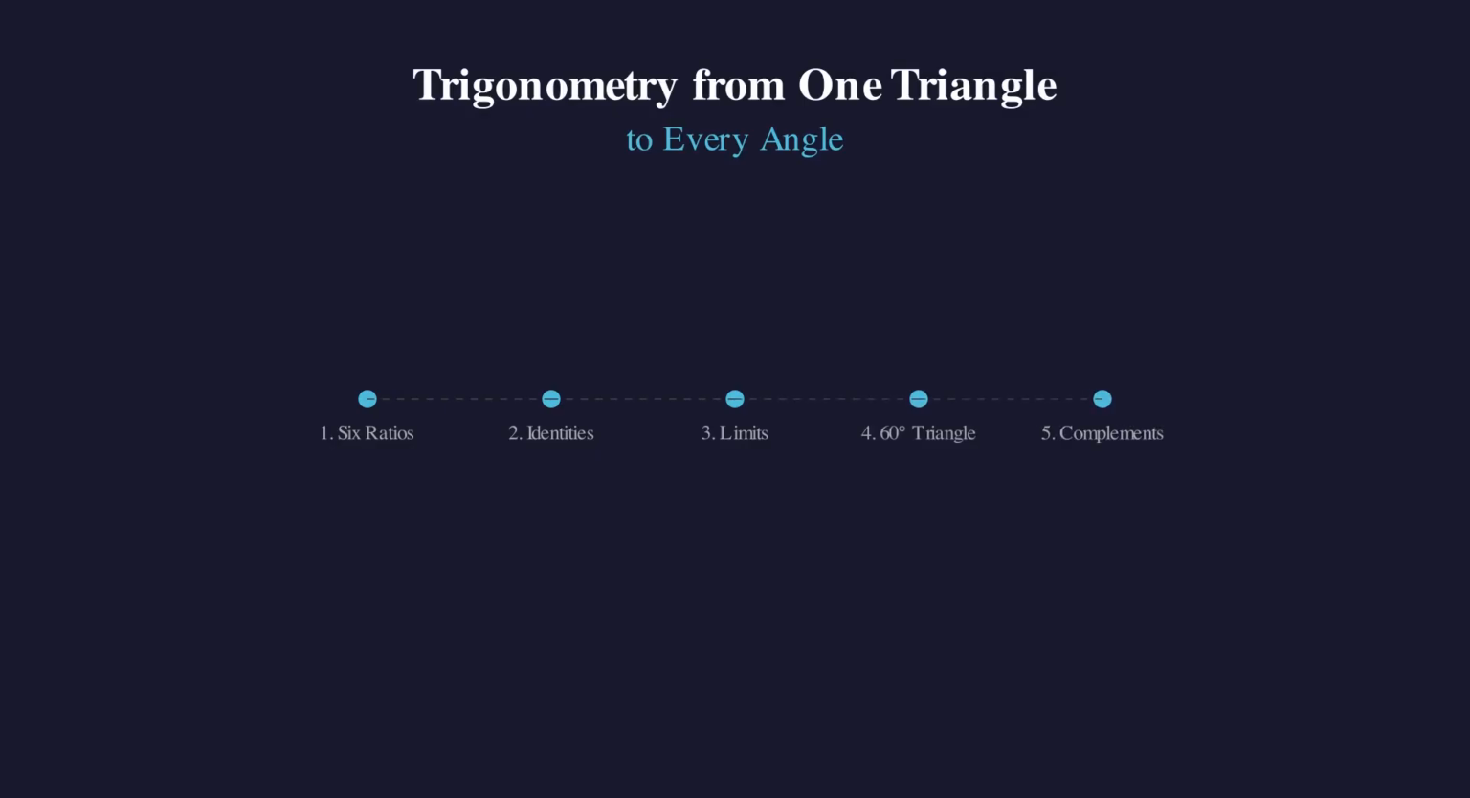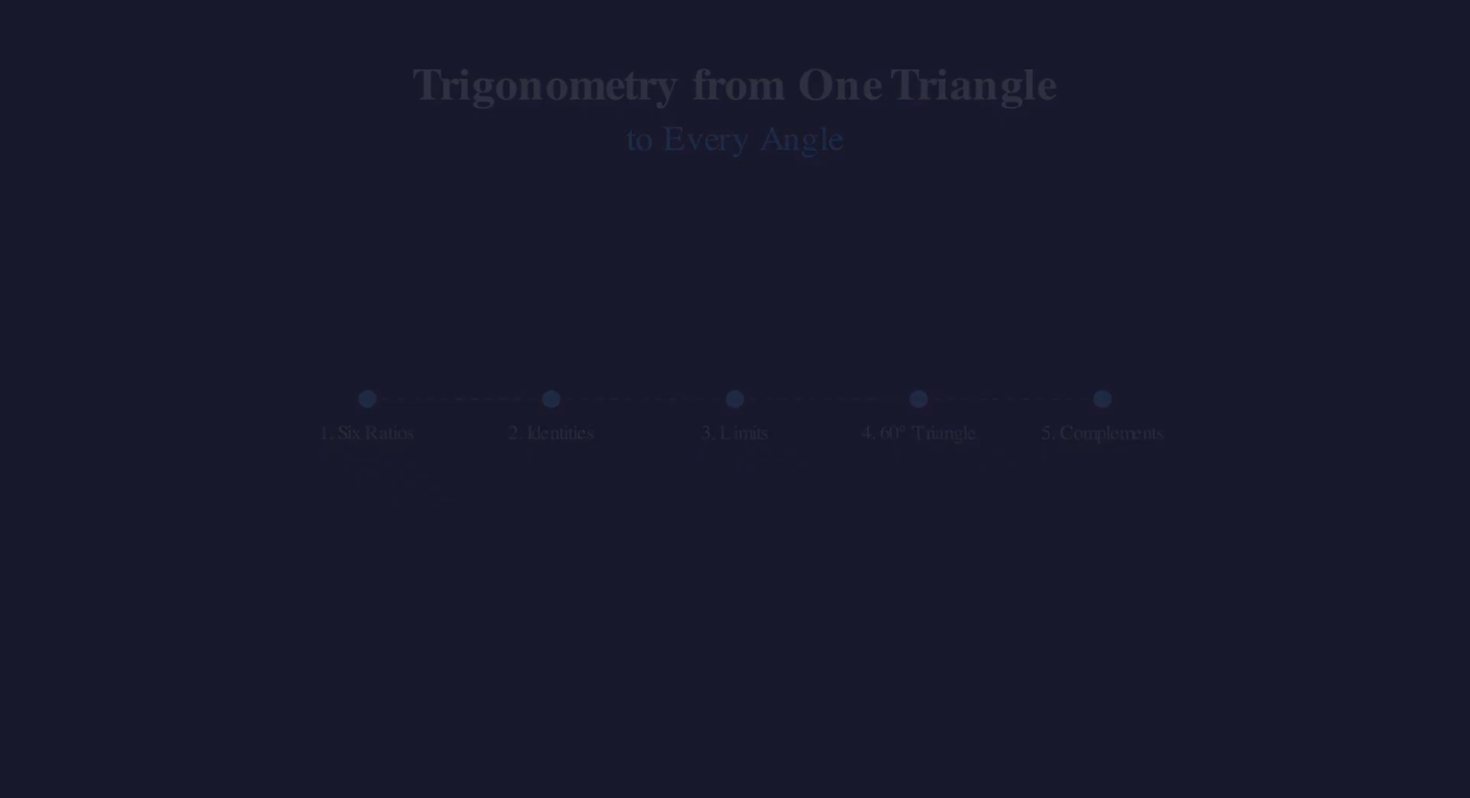We'll build 6 ratios from one triangle, unlock 3 identities, compute exact values for 60 degrees, and discover the hidden symmetry between complementary angles. And all of it connects. All right, let's build our playground.